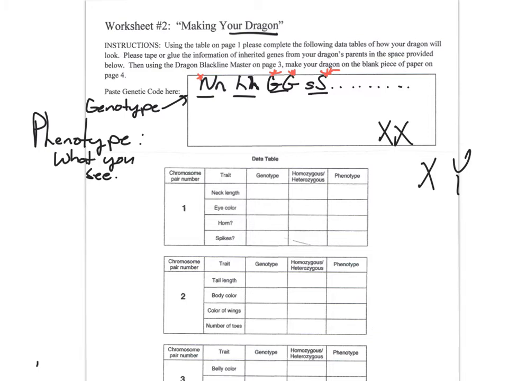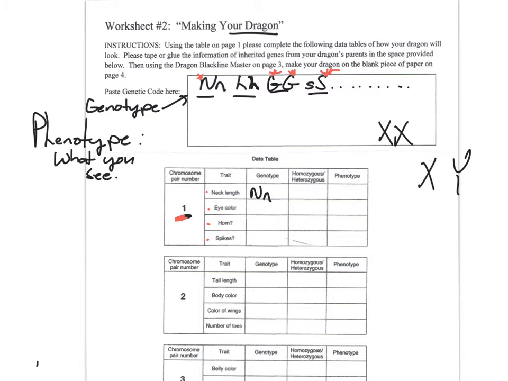So on chromosome number 1, you have a certain set of genes. As I've told you before, that's how chromosomes work, right? So on this particular chromosome number 1, you have neck length, eye color, horn, and spikes. And you're going to find the genotype for each of these. So let's just go ahead and keep following the example of neck length. In neck length, we know that this particular dragon I'm making has a genotype of capital N, little n. Now you could have big N, or you can have little n. It all depends on your flip of your coin.